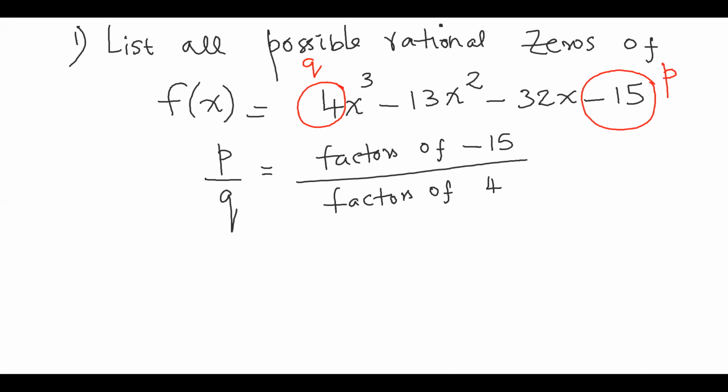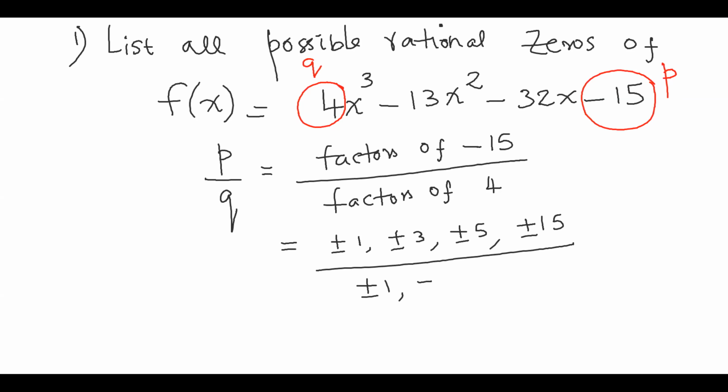So all the numbers that can go into negative 15 are plus or minus 1, plus or minus 3, plus or minus 5, and plus or minus 15, all over the numbers that can go into Q, which is positive 4. They are plus or minus 1, plus or minus 2, plus or minus 4. So now we have to write the whole list. That is, you have to divide by 1, and by 2, and by 4.